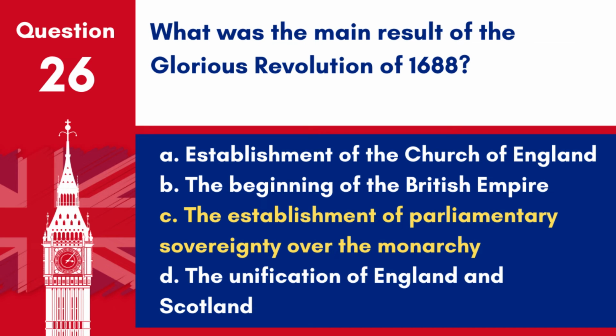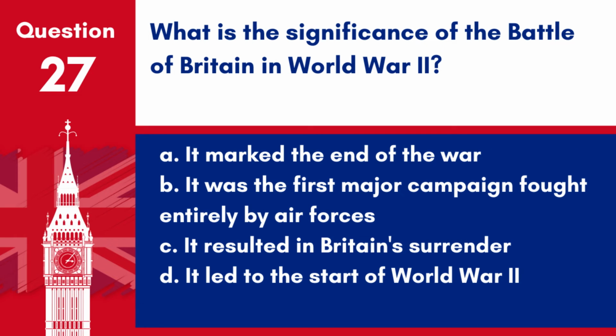Answer C. The establishment of parliamentary sovereignty over the monarchy. The Glorious Revolution of 1688 resulted in the establishment of parliamentary sovereignty over the British monarchy. Question 27. What is the significance of the Battle of Britain in World War II?